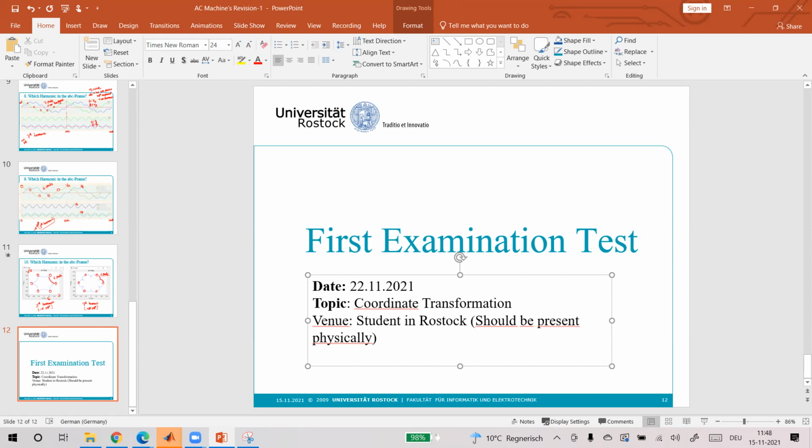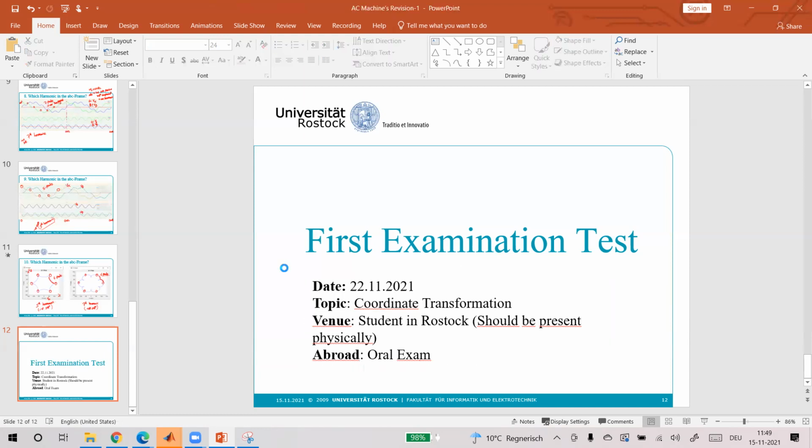And students who, due to visa issues, are not in Germany, so I would say abroad. For them, we will have an oral exam. We will not give them MCQs because there are a lot of possibilities they can cheat. So we try not to give them MCQs. We will do the oral exam for them, but you can expect the same questions or similar questions in the oral exam.